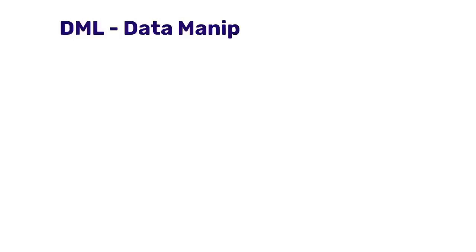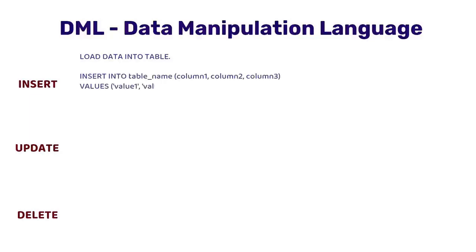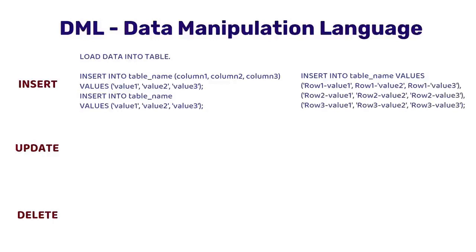DML, Data Manipulation Language. DML commands are used to load, modify, and remove data from the database. The commands include insert, update, and delete. Insert command can be used to load data into the table. The syntax can be like insert into table name followed by column list and then the values keyword followed by the list of values to be inserted. Mentioning the column names are not mandatory, and we can also insert multiple records using a single insert statement as shown.